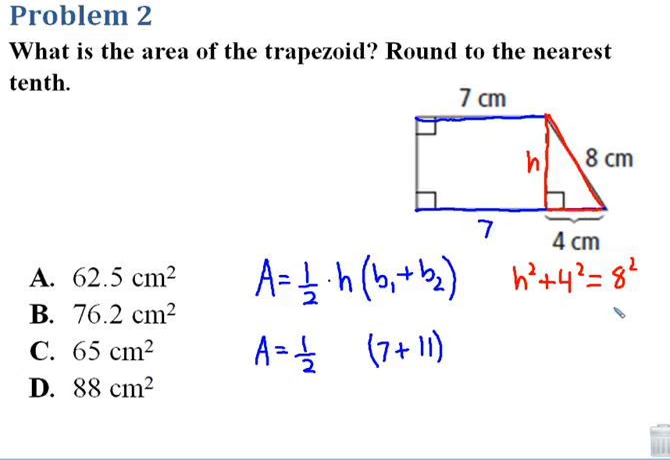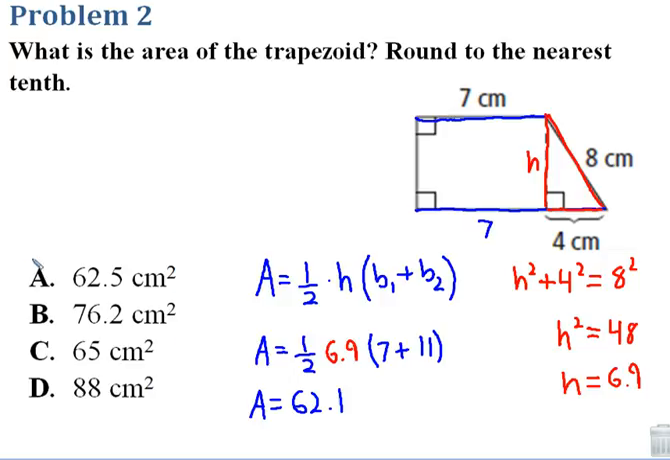So solving for h, we can subtract 4 squared from 8 squared. That'll give us h squared is equal to 48. Take a square root of both sides of the equation, we end up with h is equal to 6.9, we could say. Okay, so we have that height then, 6.9. Now we can actually figure out the area by multiplying things through. And when I multiply in what we have, I end up with 62.1.